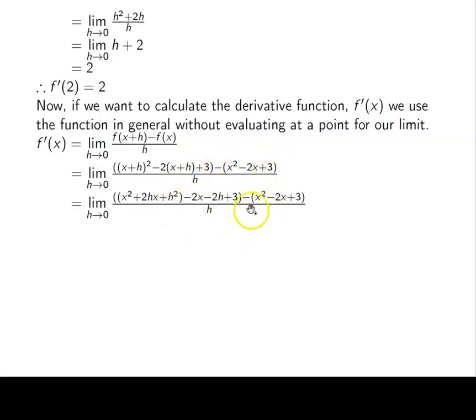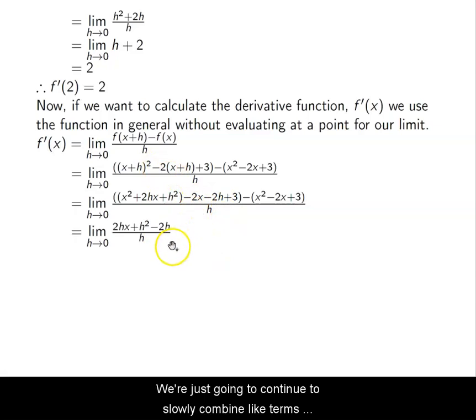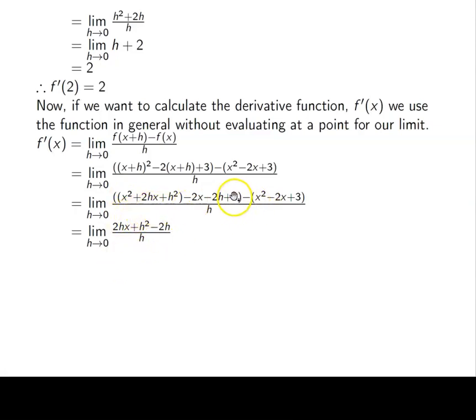Okay. So first, I'm just going to expand this term. I distribute this -2. We're just going to continue to slowly combine like terms, right? So if you notice, this is an x squared. This is a minus x squared. The x squares are gone, right? This 3 and this 3 cancel as well. This minus 2x, this negative and negative gives me a positive 2x, so those 2x's cancel. Here I have a 2hx that does not combine with anything. There's no other 2hx's. I have my h squared and then my -2h, which is coming from here.